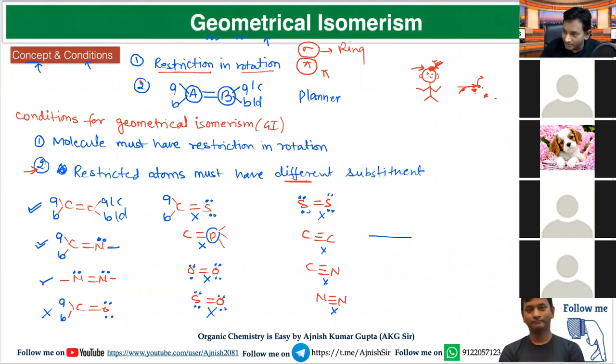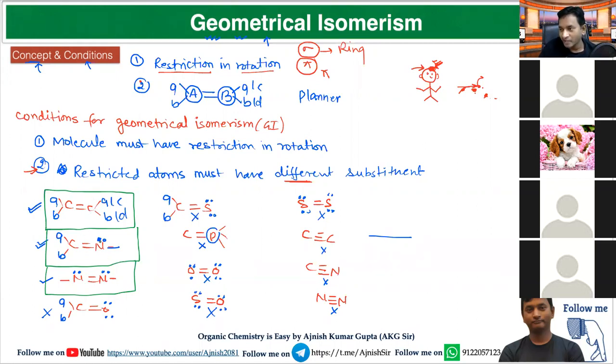Now the question arises, in how many places will GI be possible? The first is along carbon double bond carbon. Second is along carbon double bond nitrogen. Third is along nitrogen double bond nitrogen. Is it clear? For a molecule to show GI, the first case is along carbon double bond carbon, the second case is along carbon double bond nitrogen, the third case is along nitrogen double bond nitrogen. So write it in notes form.